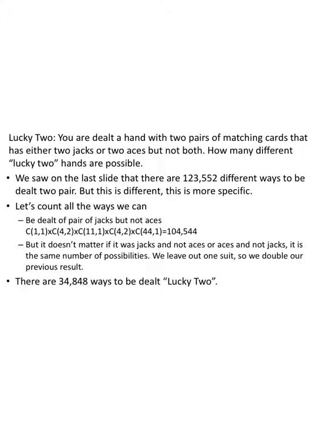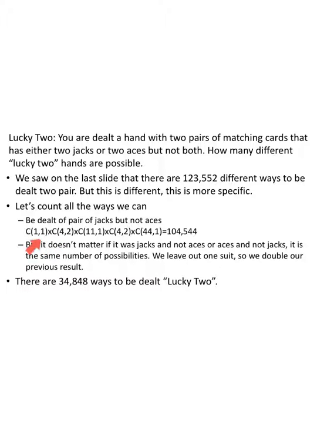Now, we saw on the last slide, there's 123,552 different ways to be dealt 2 pair. But this is different. It's more specific. So let's count the ways. Let's suppose we're dealt a pair of jacks, but not aces, right? Either 2 jacks or 2 aces, but not both. You have 2 pairs. So we take 1 denomination, jacks, and we want that 1. And from that 1, we want a pair.